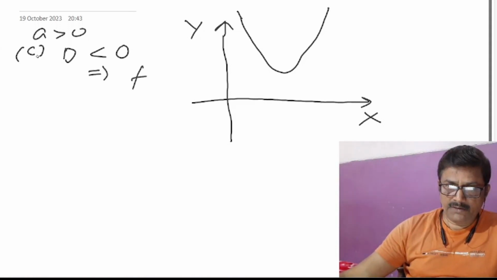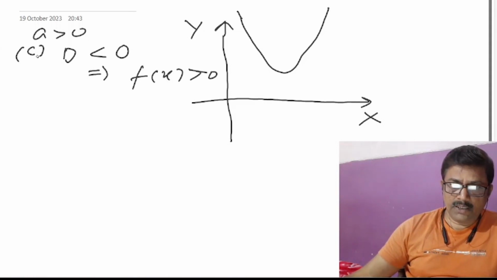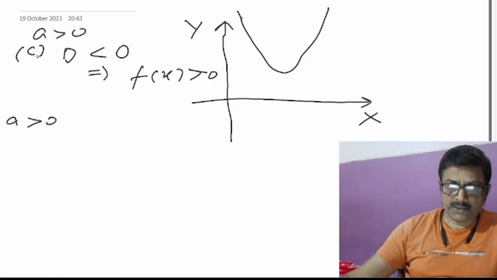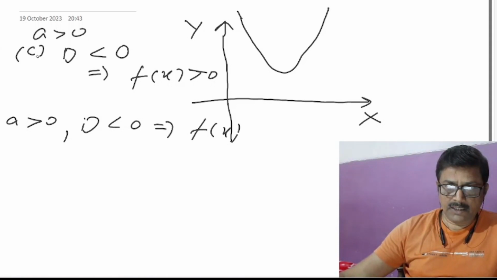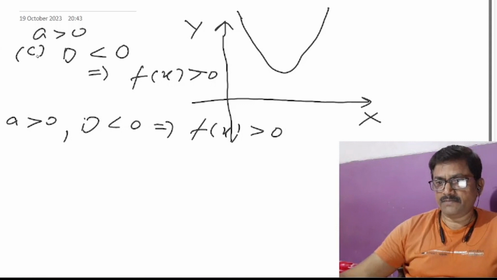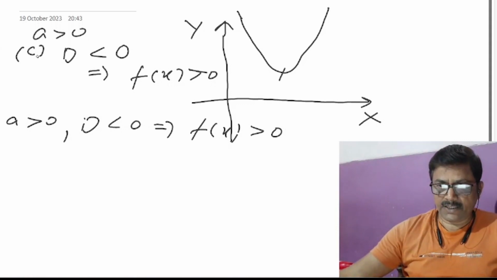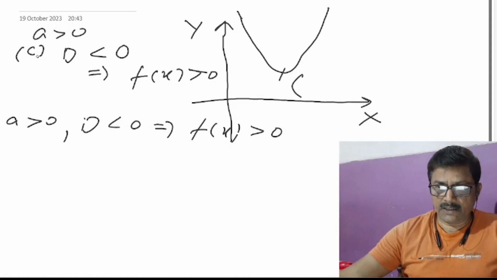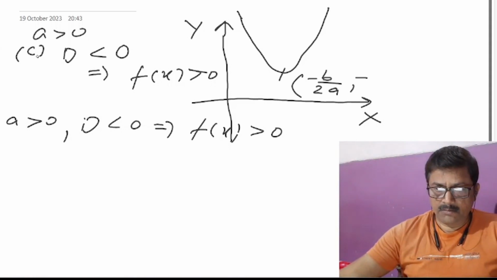We concluded f(x) is always positive. So we got the result: if a is positive and the discriminant is negative, then f(x) is always positive. Okay. Now this is the vertex. The coordinates of the vertex are minus b upon 2a, minus D upon 4a.